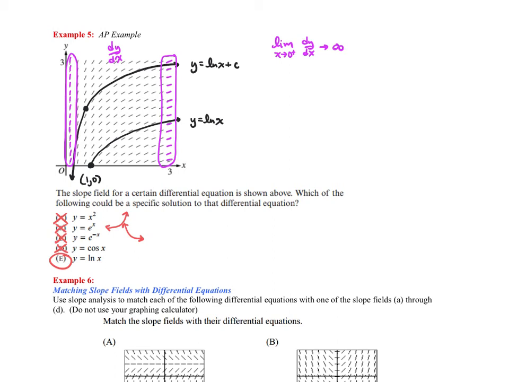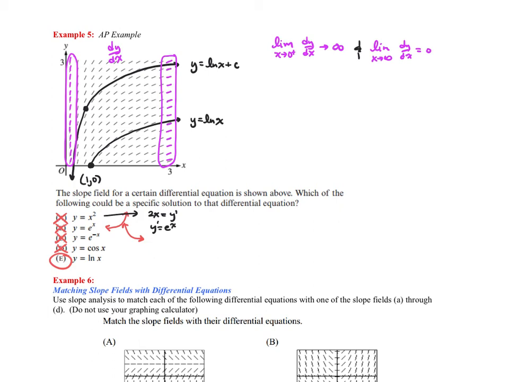Okay, so the limit as x approaches positive infinity of dy/dx looks to be headed towards 0. Okay, so if I were to look at my 5 options and I were to take the derivative of each of them, this would equal y prime.